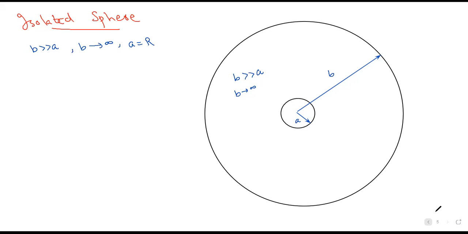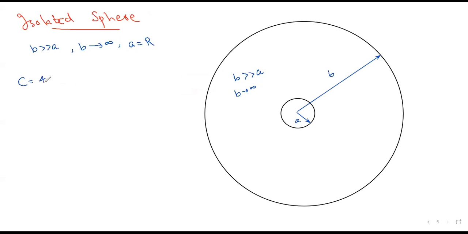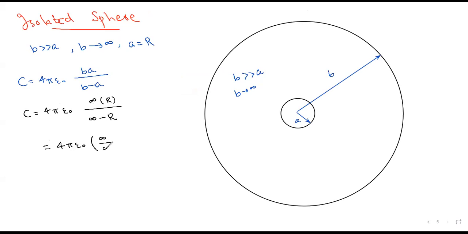Now we figure out this formula for the sphere. Okay, so let me write here. So C equals 4 pi epsilon naught B A over B minus A. And see what happens if I insert these values here. So C equals 4 pi epsilon naught times infinity times R over infinity minus R. So this is infinity over infinity.